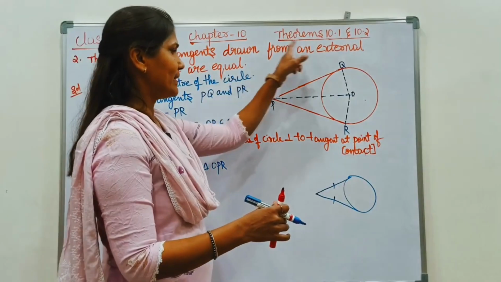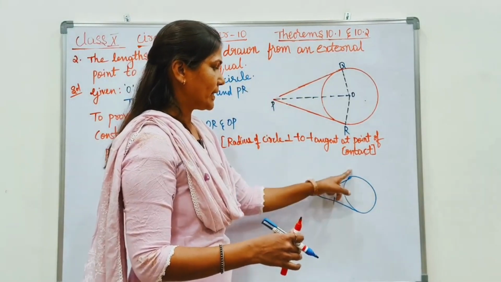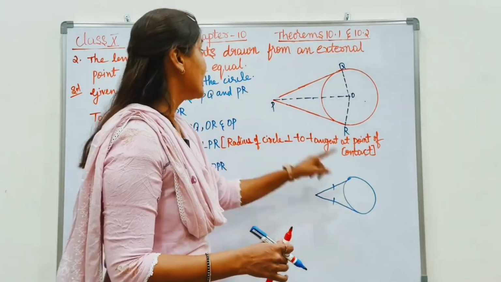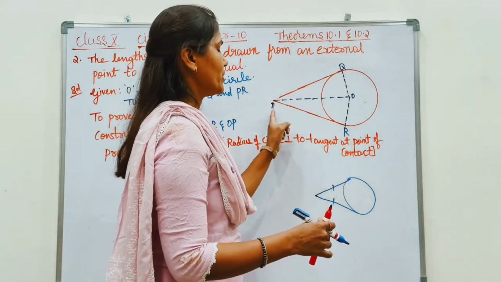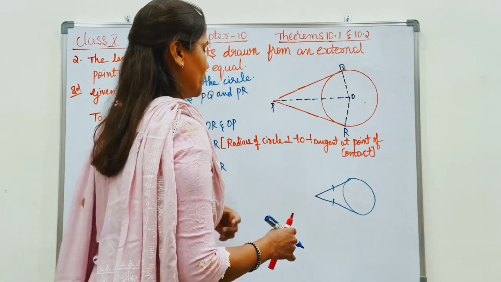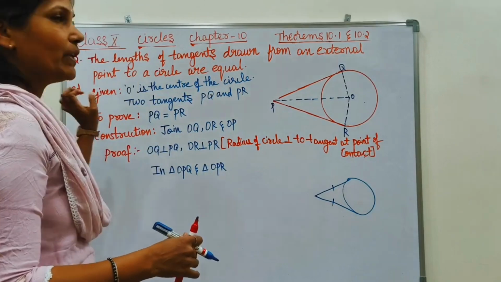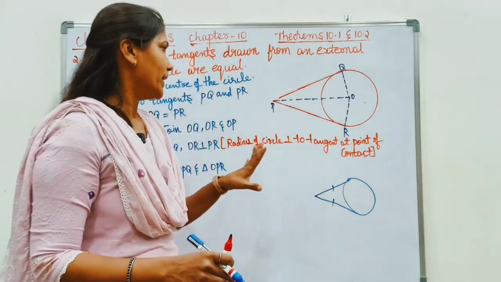The lengths of the tangents drawn from an external point are equal, and we have to prove that. So we have to prove PQ is equal to PR. Okay, see here, in this one we will write given, to prove, construction and proof.